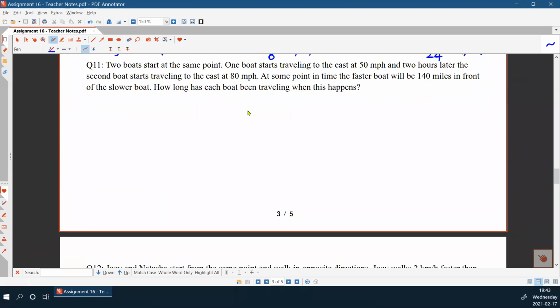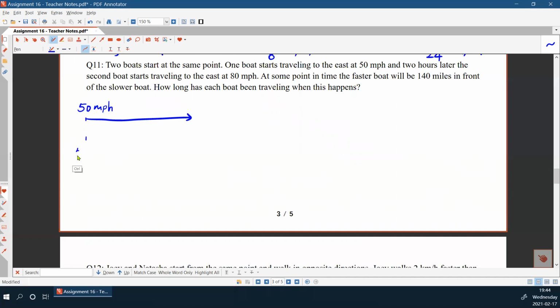Two boats start at the same point. One boat starts traveling to the east at 50 miles per hour, and 2 hours later, the second boat starts traveling to the east at 80 miles per hour. Okay, so this time they start at the same point, right? Not at the same time. Suppose this boat travels at 50 miles per hour, and the faster boat travels at 80 miles per hour, right?